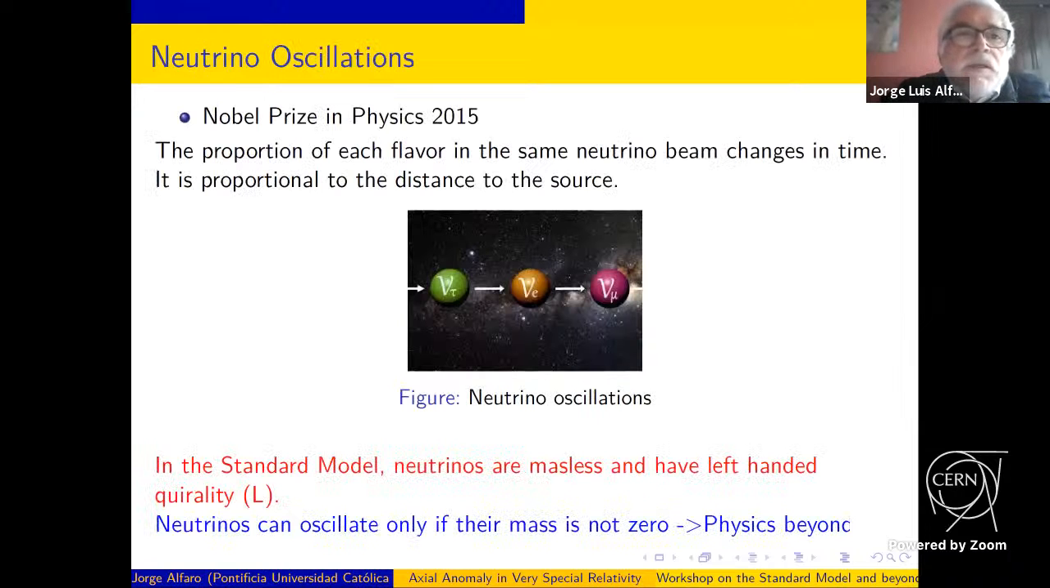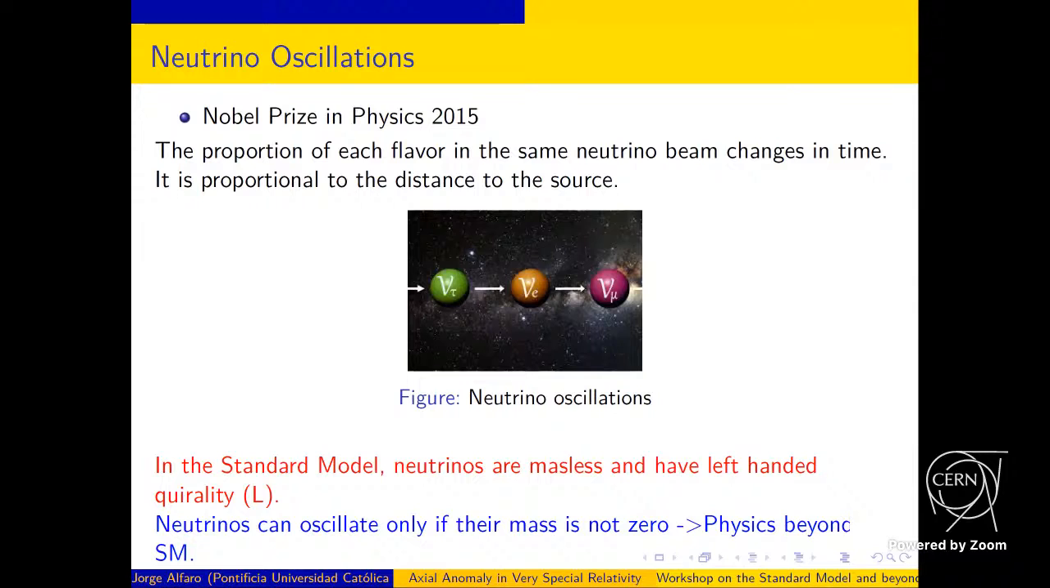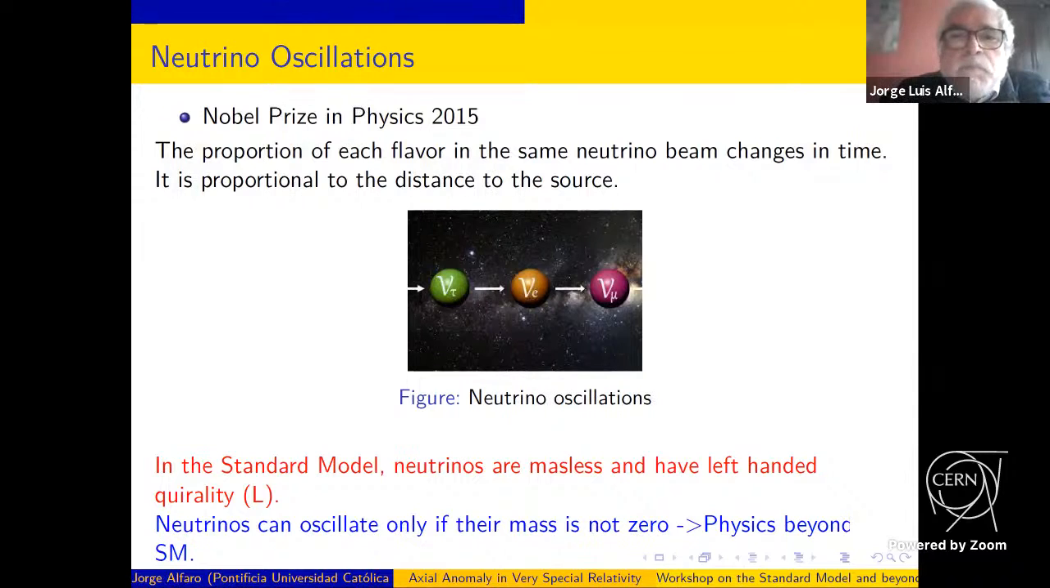So, as you know, the oscillations created again a puzzle in the standard model, because it showed that some of the neutrinos must be massive. Instead, in the standard model, the neutrinos are massless and left-handed. So this means that we have to go beyond the standard model in order to incorporate neutrino oscillations.